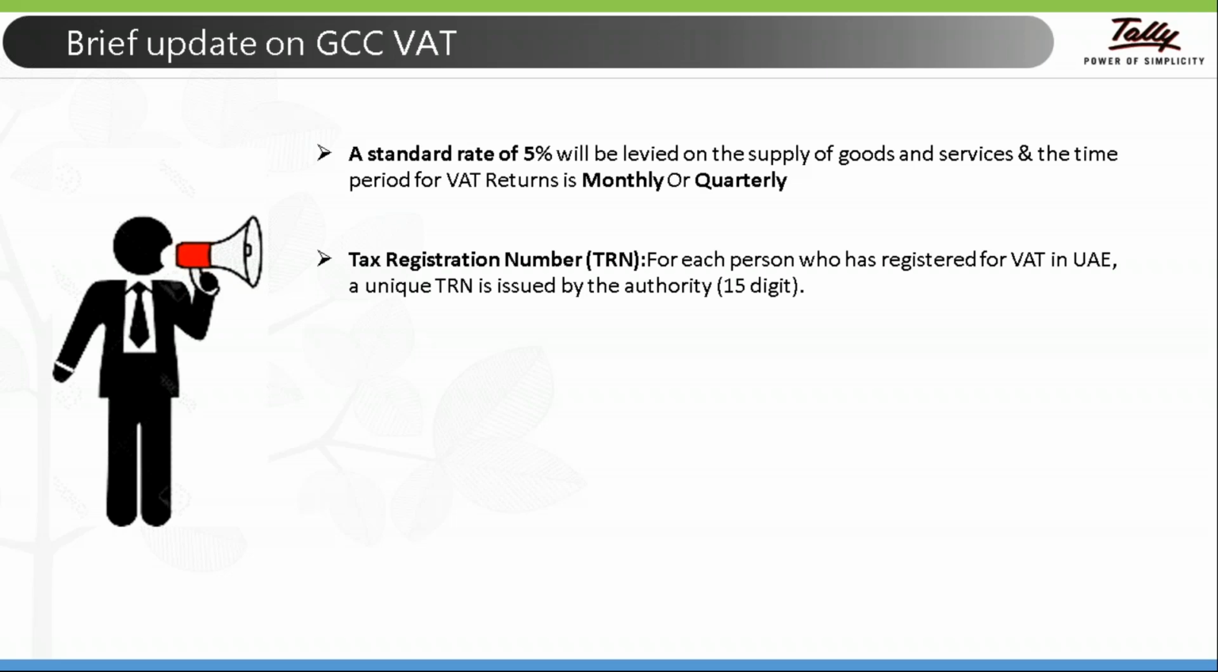TRN stands for tax registration number. For each person who has registered for VAT in UAE, a unique tax registration number is issued by the authority. So it is of 15 digit. TRN stands for tax registration number. It is the number given by Federal Tax Authority to the registered person in UAE. So it is of 15 digit.